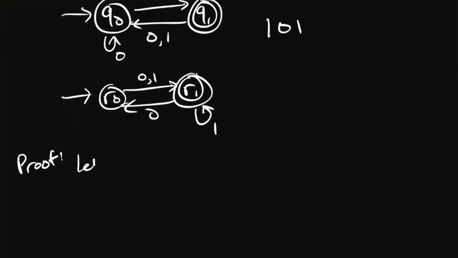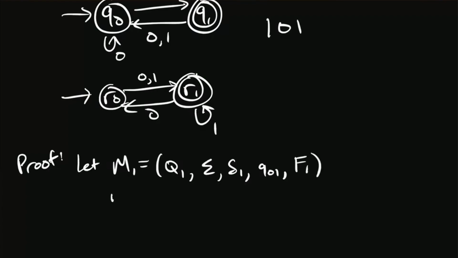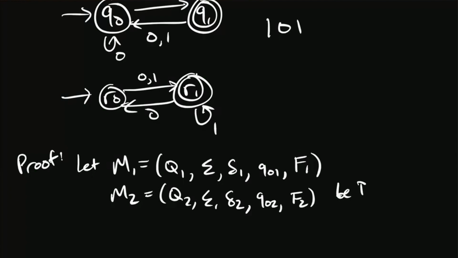So let's let there be two DFAs. I'm going to call the first one M1, with ones in the subscripts everywhere. And then M2 is the same idea but with a 2 in the subscript. Two DFAs. Okay, so I'm just picking two arbitrary DFAs.